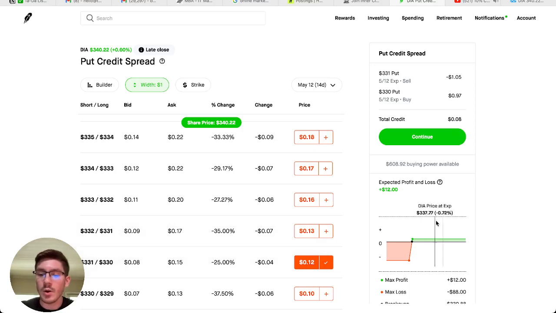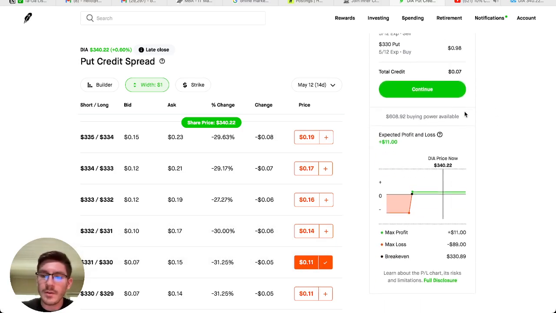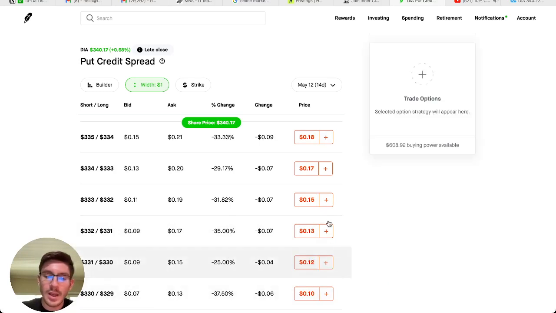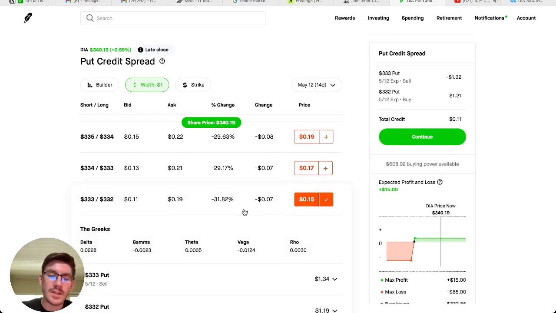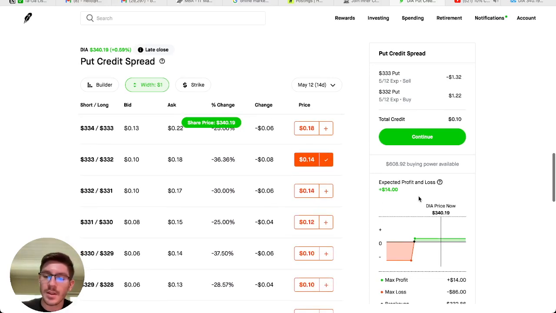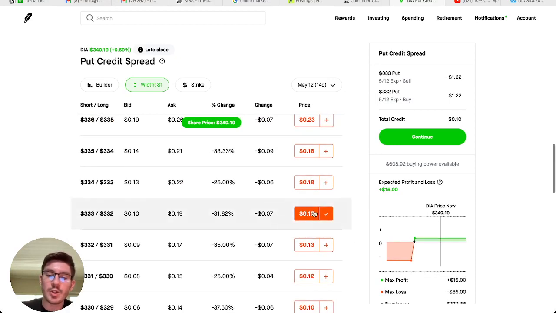Ideally, the total credit says 7. This also says 11, 12. I don't know exactly where it's sitting. Let's just take these numbers, for example. What you ideally want to target is a 15-cent credit. So you can come here, 15 cents, and that shows you what you're going to target, 15, 14 cents, something like that. So anyways, this is the trade that you're putting on.